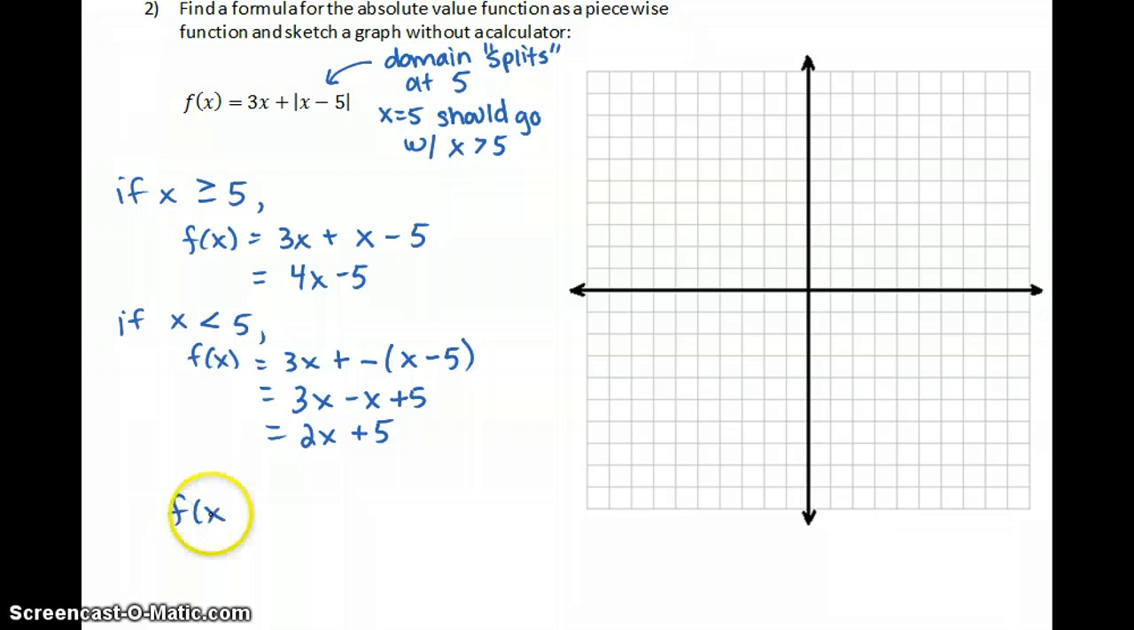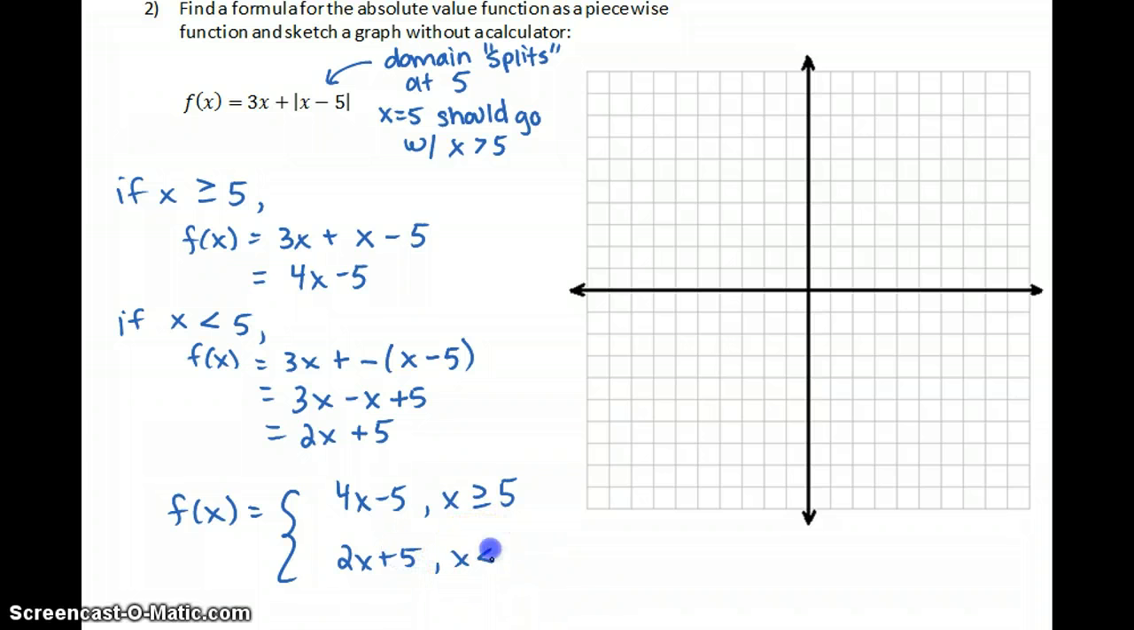So our piecewise function is written then as f of x equals 4x minus 5 whenever x is greater than or equal to 5, and 2x plus 5 whenever x is less than 5. To graph this, we want to think about what the value is actually going to be when x equals 5. So into our first piece, 4x minus 5, we plug 5 in, and we get 4 times 5 minus 5, so 20 minus 5 is 15.